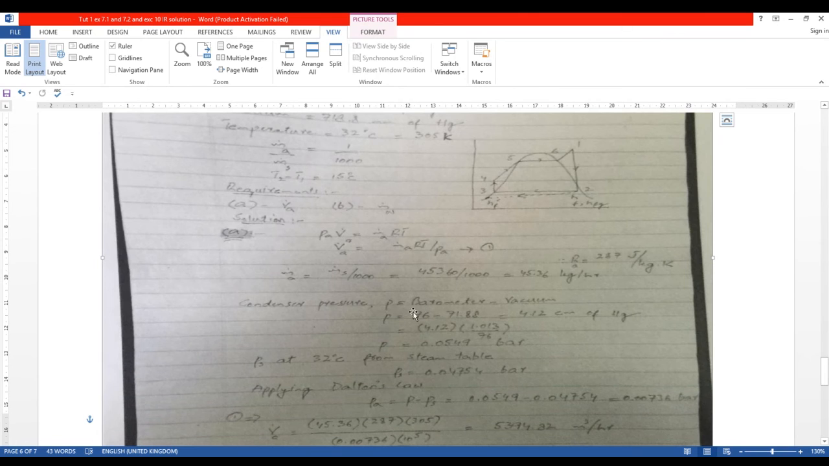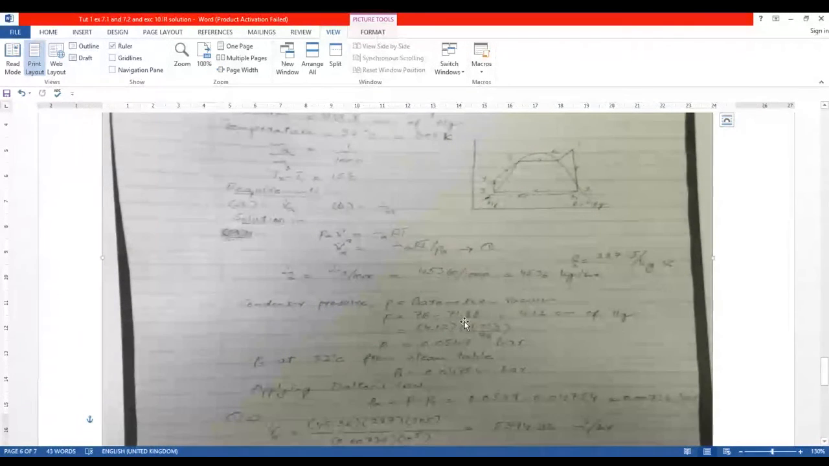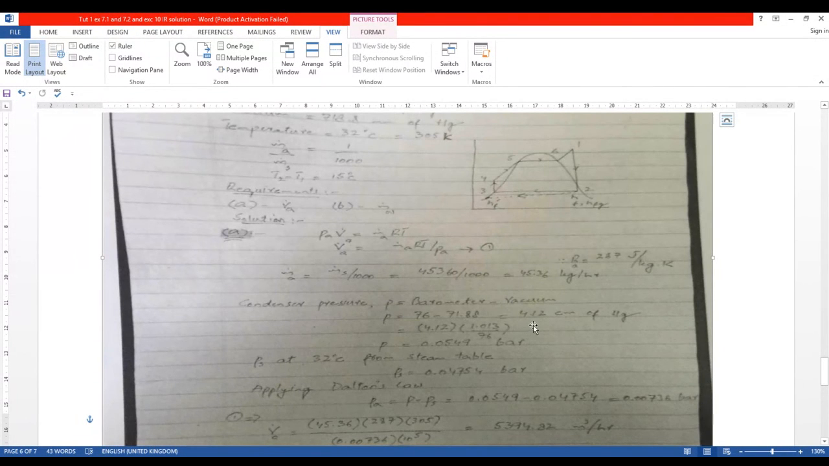So the absolute pressure in the condenser, P in the condenser, equals barometer minus vacuum. It means the atmospheric pressure minus the vacuum pressure or gauge pressure: 76 minus 71.88, which is the gauge pressure, the vacuum pressure. This will give us the absolute pressure in the condenser. Then we can change it to bar. We divide by 76 times 1.013. This changes the absolute pressure in the condenser into bar: 0.0549.